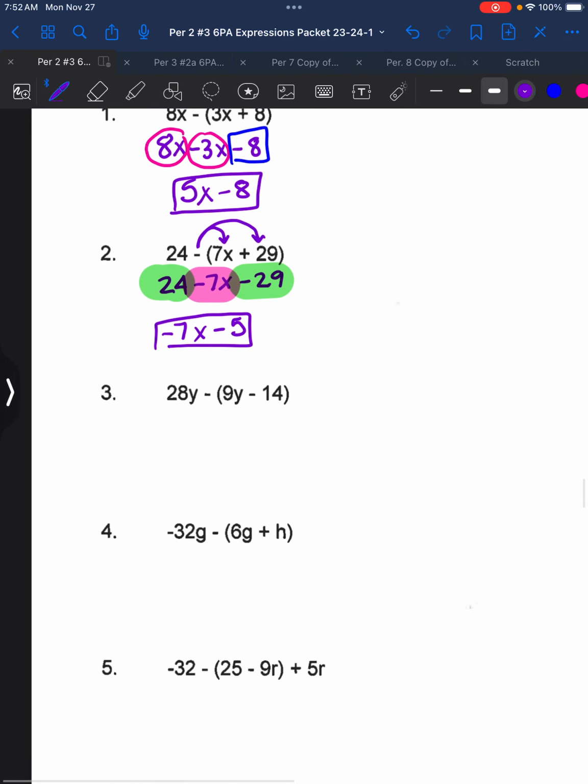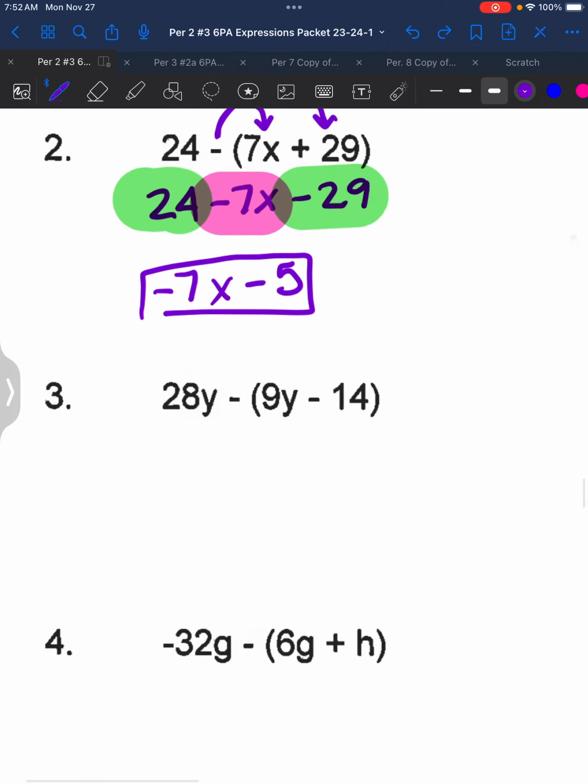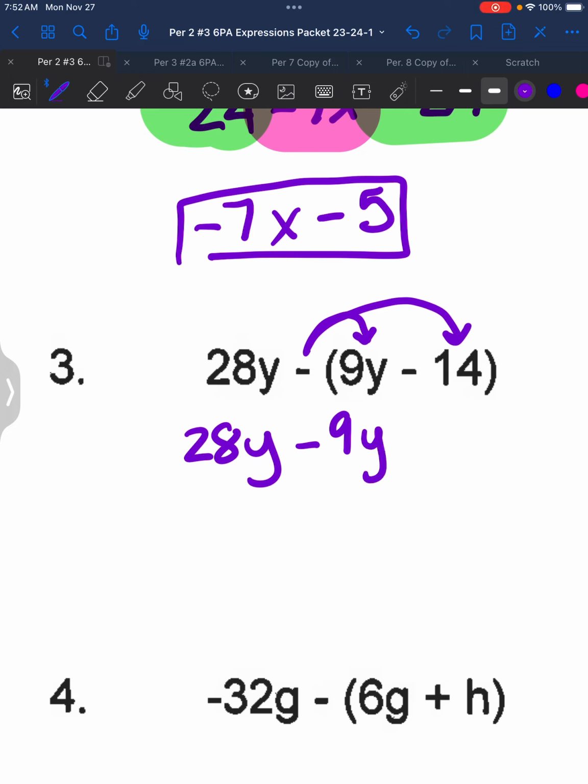Let's do a couple of problems. Let's do problem 3 and 4. Try them, pause the video, and then come back when you're ready to check your work. All right, hopefully you're ready to check your work. On problem 3, again, we're distributing out this negative. Just going to drop down the 28y. Need to take the opposite of everything inside the parentheses. -9y, and then instead of -14, it's +14.